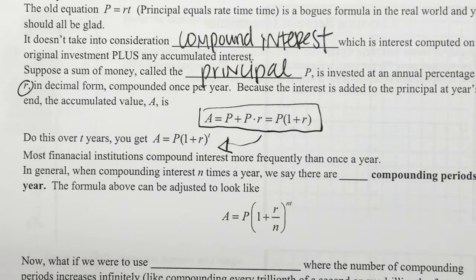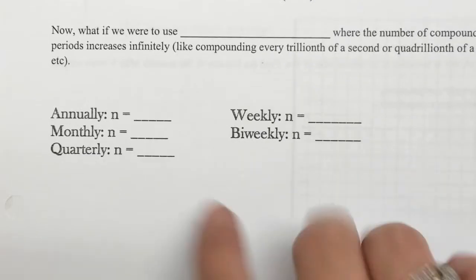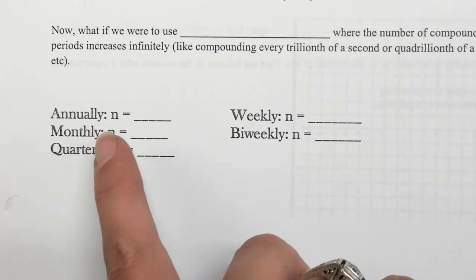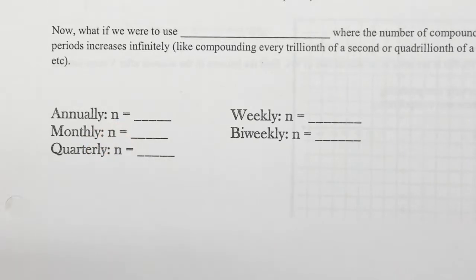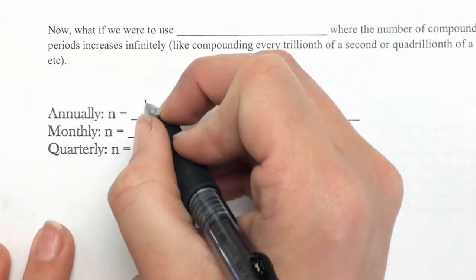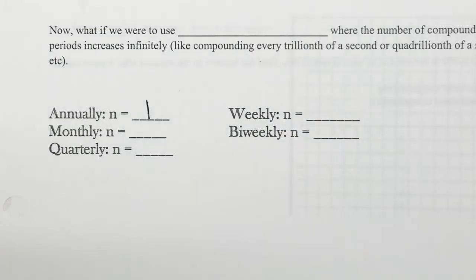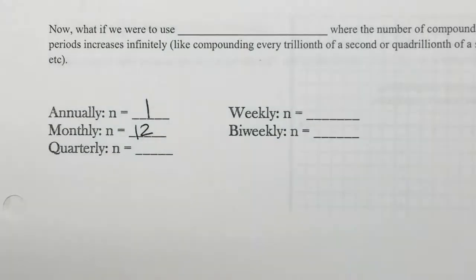Now some banks don't compound each year. They do it in different periods, like annually, monthly, quarterly, weekly, and biweekly. Let's jump down to that for a second. What is annually talking about? Yearly. Okay, so if it compounds annually, they compound once per year. Monthly, there's how many months in a year? So if they compound monthly, it'd be 12 times per year. What about quarterly? 4. Good.